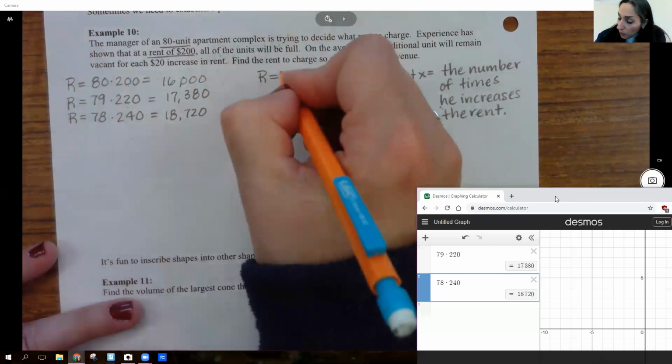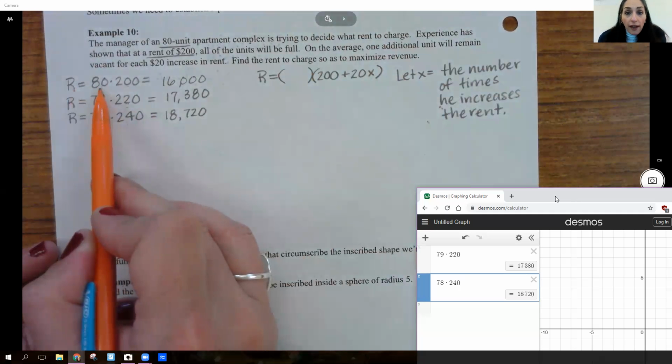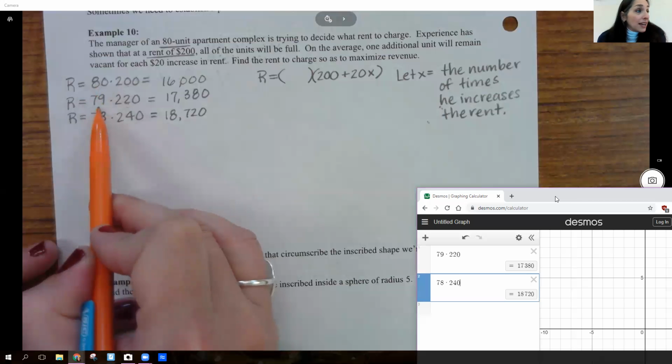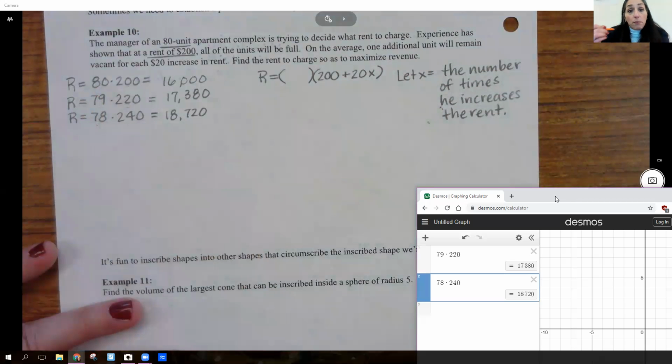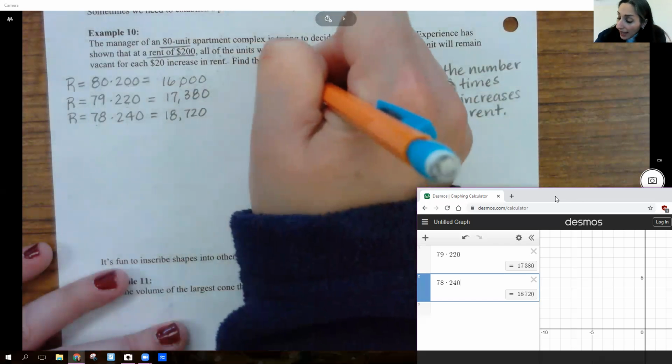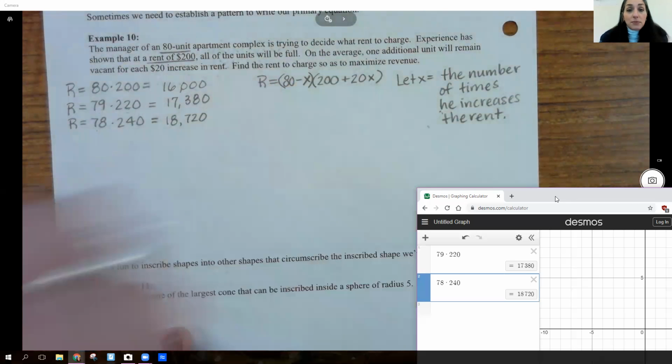Well, now we need to do the other part over here, which talks about the number of apartments we have. So we start out with 80 apartments. If he increases the rent the first time, when X is 1, what happens to the number of apartments that he has rented? It goes down, right? Keeps going down. How much does it go down by? It goes down by 1. And so in that regard, it's going to be going down by X. You don't just want to put a 1 there every time because then it would just be a 79. Like this would just be 80 minus 1. We want it to be 80 minus X.